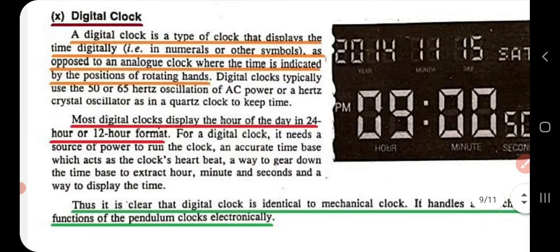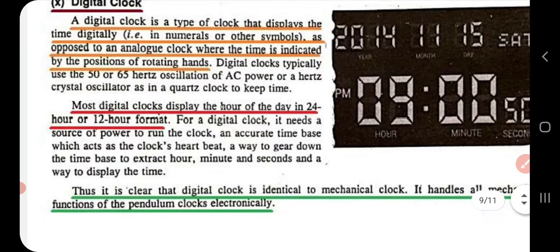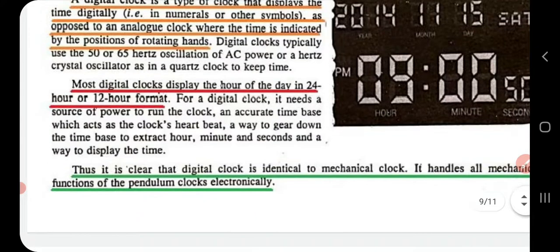Next is the digital clock that we use today. It is a type of clock that displays the time digitally, as we all know. Just the opposite of analog clocks, where in an analog clock time is indicated by positions of rotating hands, right? Whereas in a digital clock everything is represented digitally. Now digital clocks typically use 50 or 60 Hz oscillations of AC power, or a crystal oscillator as in a quartz clock, to keep time. Most digital clocks display the hour of the day in 24-hour or 12-hour format that you know.